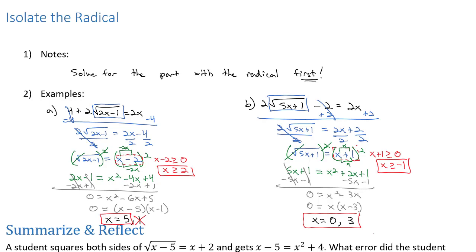So solving with radicals, our first step is to get the radical alone. Then we can square both sides, or whatever the index is. And finally, make sure you watch out for those false solutions. Whatever the square root equals has to be greater than or equal to 0.